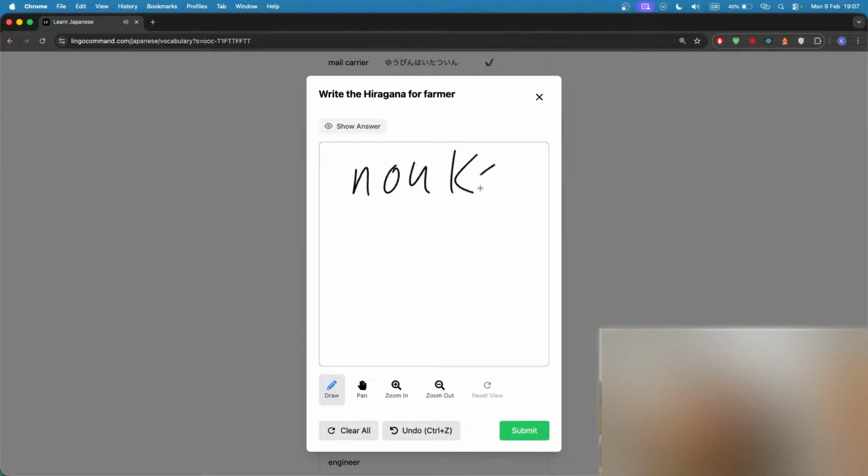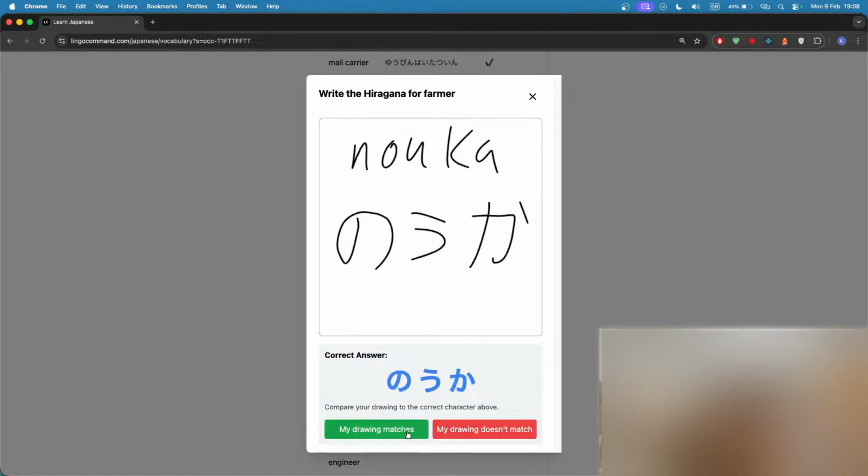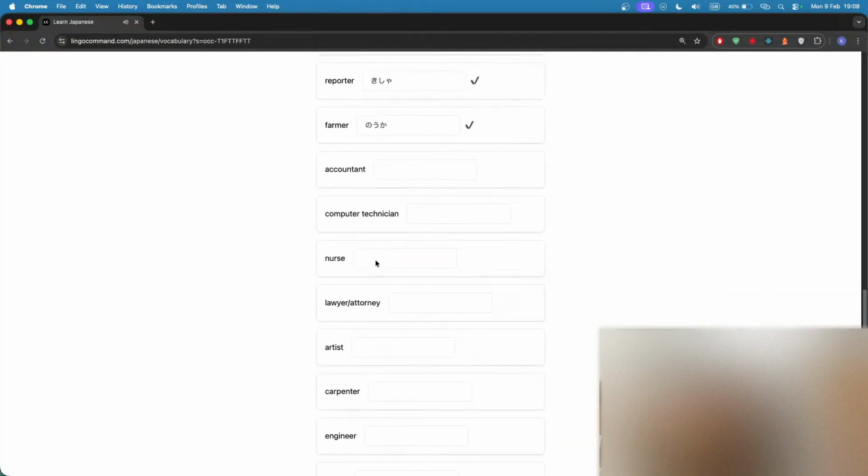Farmer is noka. By the way, I hope I'm able to see the comments. I was kind of faffing around with the settings earlier. So hopefully if there are any comments, I'm not ignoring them. Please bear with me. Sorry about that. So this is noka, which means farmer. So that's going okay.